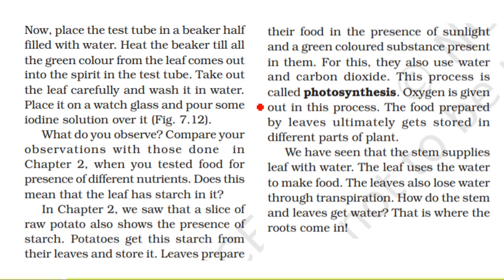The process of making food is called photosynthesis. Here you can see leaves prepare their food in the presence of sunlight and a green colored substance present in them. That green colored substance is called chlorophyll. For this they also use water and carbon dioxide. This process is called photosynthesis. One plus point of photosynthesis is that it makes food, but it also makes oxygen, which is the very first requirement of each and every animal or organism on earth.